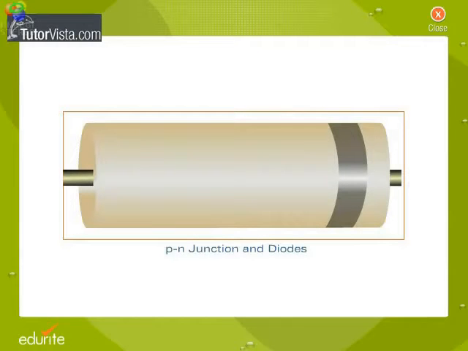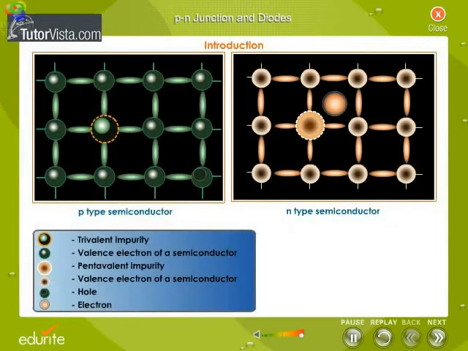P-N junction and diodes. To increase the practical utility of a P or N-type semiconductor, a P-N junction is created in the semiconductor crystal.